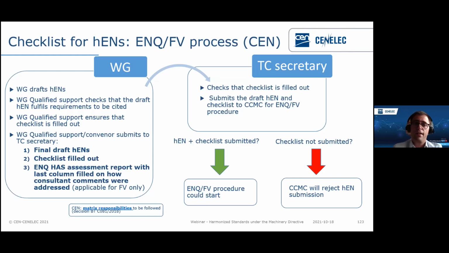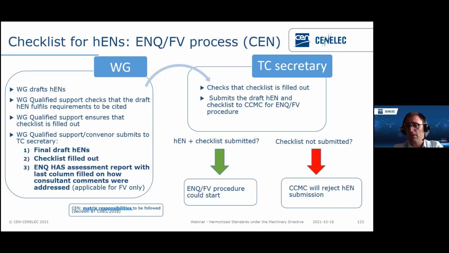When the standard is ready, the working group qualified support checks if this draft harmonized standard is compliant, for example, with the machinery directive, and the working group qualified support needs to ensure that the checklist is completed. Then the working group qualified support and the convener need to submit a number of documents to the TC secretary. The first one is the draft harmonized standard. The second one is the completed checklist. And in case of formal votes, the convener or the qualified support needs to provide as well the inquiry hazard assessment report. So it's the table of comments of the consultant. And in the last column, they need to indicate how the comments from the consultant have been addressed in the standard.